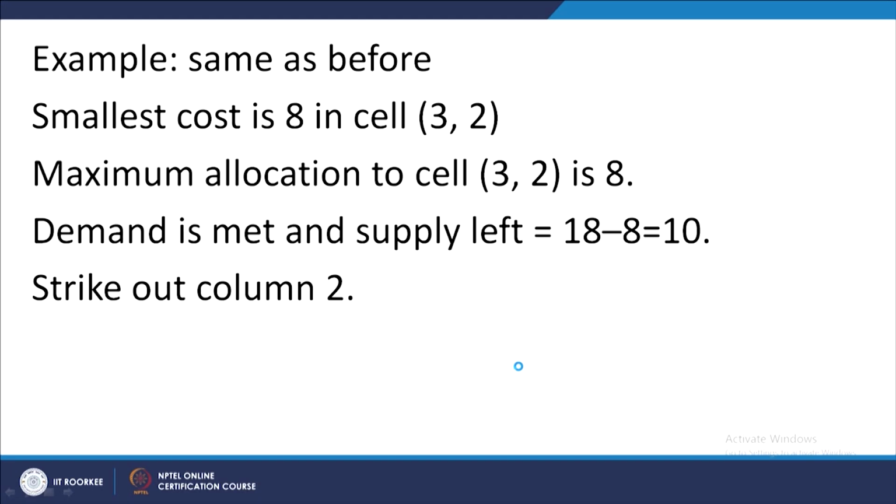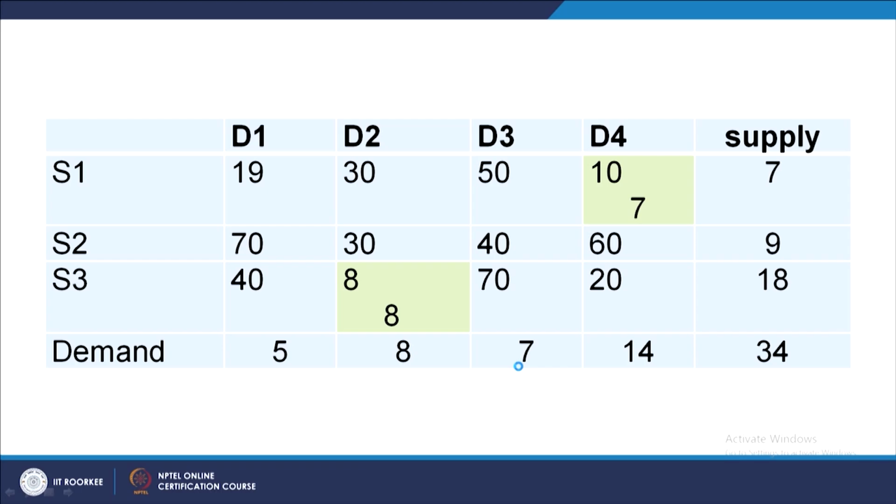Now, the example is same as before. We find that the smallest cost is 8, which is given in cell number 3, 2, and the maximum allocation to cell 3, 2 is 8, looking at the demand and the supply. So, demand is met and supply left is 18 minus 8, which is coming out to be 10. So, we need to strike out column number 2. This is what it looks like.